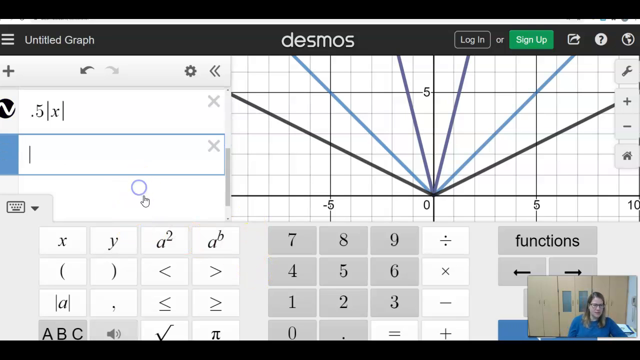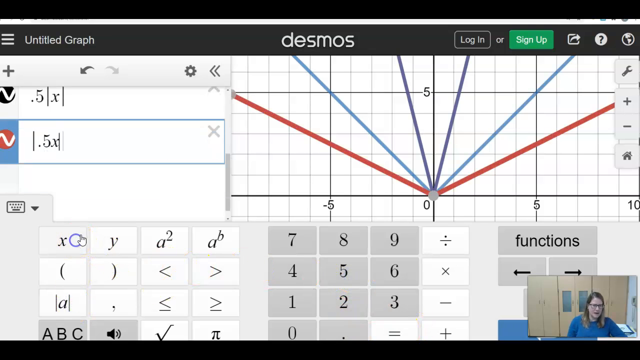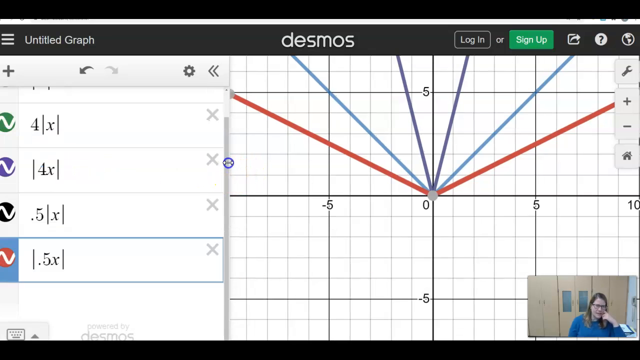So if I were to do the same thing on the inside, again, it's going to look the same, but see, it covered it up. It's this red one. So it looks the same, but it's considered a little bit differently because now it's inside. So now it's a side-to-side change. So it's called a horizontal stretch if that 0.5 is on the inside. So notice that if it's on the outside, the 4, that's a vertical stretch.